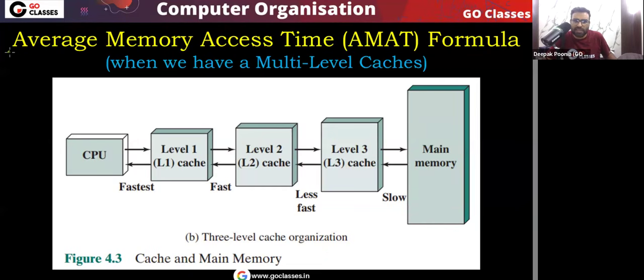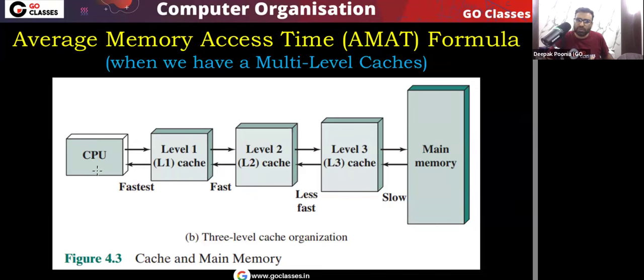What is average memory access time? This is the access time on average seen by the CPU. Because remember, sometimes the CPU will get the data in L1 cache, so sometimes the CPU will see very less time. Sometimes the CPU will get the data in more time because there can be an L1 miss. If there is an L1 miss, then it will take more time to access the data.